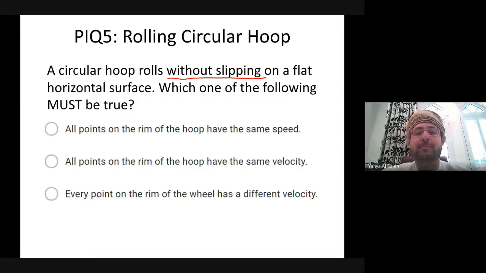A circular hoop rolls without slipping on a flat horizontal surface. Which one of the following must be true? All points on the rim of the hoop have the same speed. All points on the rim of the hoop have the same velocity. Every point on the rim of the wheel has a different velocity.